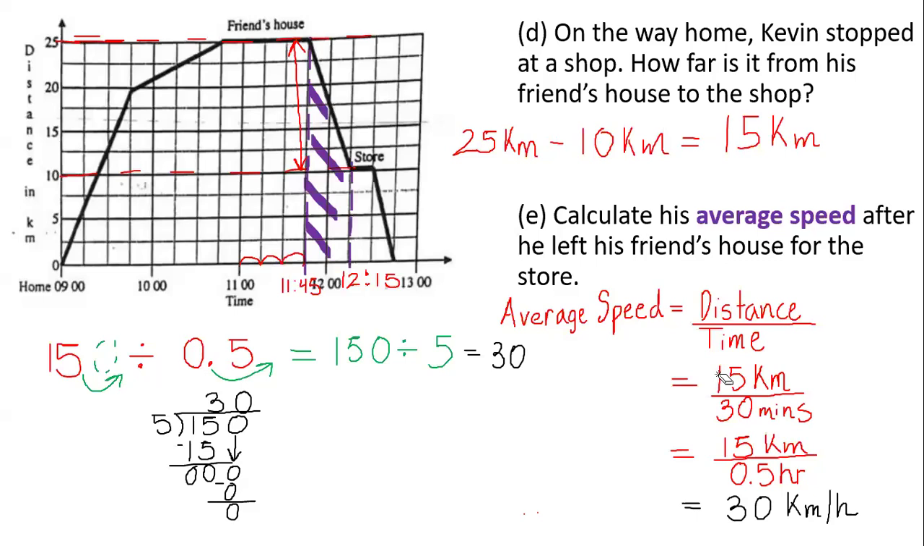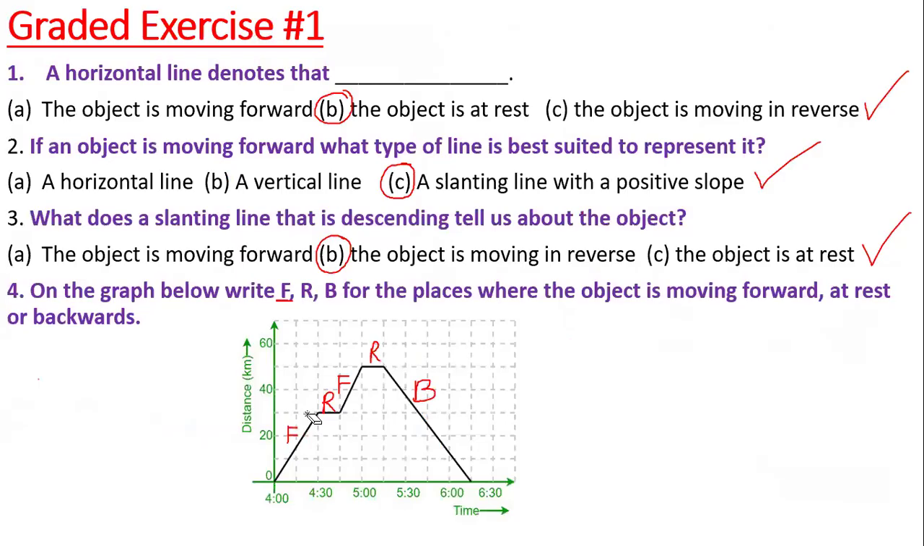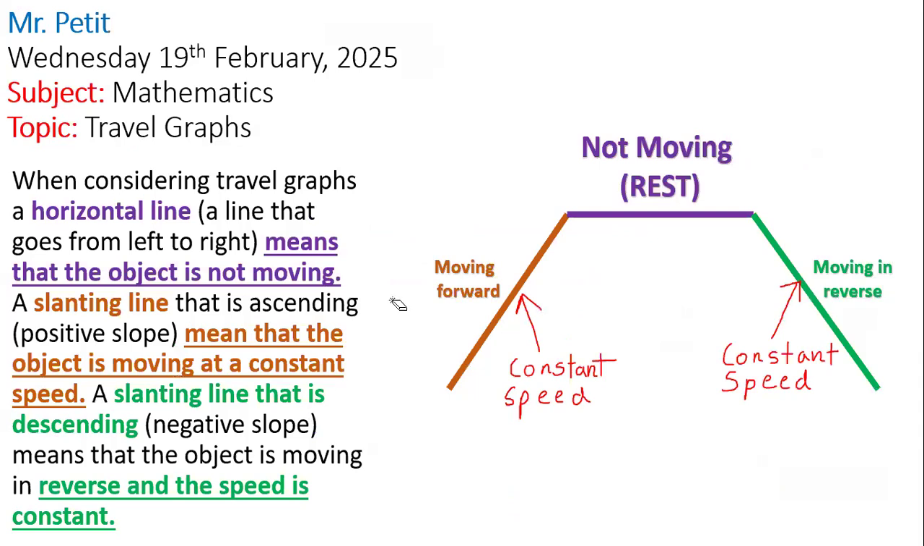Yes, I can. Okay, so some people still think that this is complicated, so let's go ahead and do a recap on what we have been doing. First of all, if we have a slanting line that is ascending, what is the object doing? Moving forward, at a consistent speed. Very good. Moving forward at a constant speed.